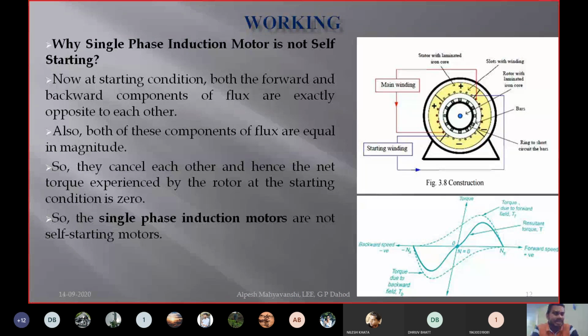Because in the starting condition the forward torque and reverse torque are equal and opposite to each other, the net torque becomes 0. That means the rotor is not able to rotate, and the motor will not start. So we can say that the single phase induction motor is not a self-starting motor.